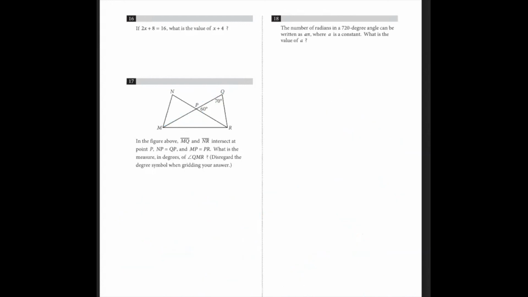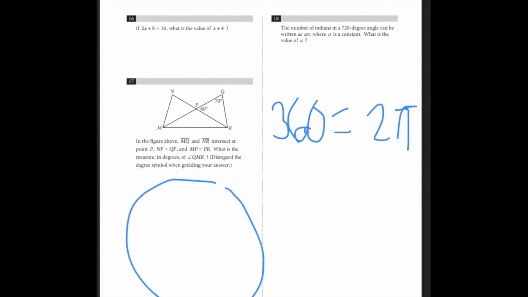It says the number of radians in a 720-degree angle can be represented as a pi, where a is a constant. What is the value of a? Okay, so for this one, it's just about knowing the properties of a circle. When you're thinking of this problem, it's important to know that when you have a 360-degree angle, you have 2 pi radians, and that's really important, especially when you're learning the unit circle. And I guess if you know the unit circle, it's easier. But one full revolution, 360 degrees, is the same thing as 2 pi radians.